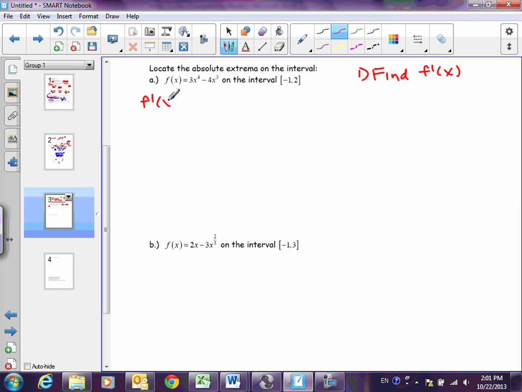And this part I'm going to go by quickly because you guys are derivative experts at this point. So this would be 12x cubed minus 12x squared. The second step is to figure out, okay, where is the derivative undefined or 0? In other words, find our critical numbers.